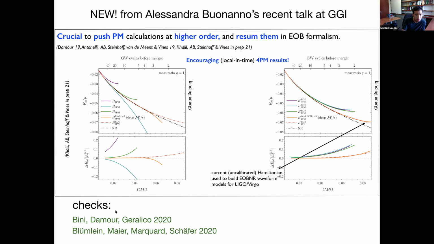In doing this work, it was really important for us to have checks against the literature. In particular, we were able to check 6PN and 5PN results from this paper by Bini, Damour, and Geralico, and by Blümlein, Maier, Marquard, and Schäfer. And then later on, there were additional checks by Blümlein, Maier, Marquard, and Schäfer, for example, constructing explicitly the canonical transformation that brings our Hamiltonian to theirs, and also the next PN order. And then more recently, there was a paper by Lapa, Calin, Liu, and Porto redoing the full PM calculation using worldline techniques, and they find a match.